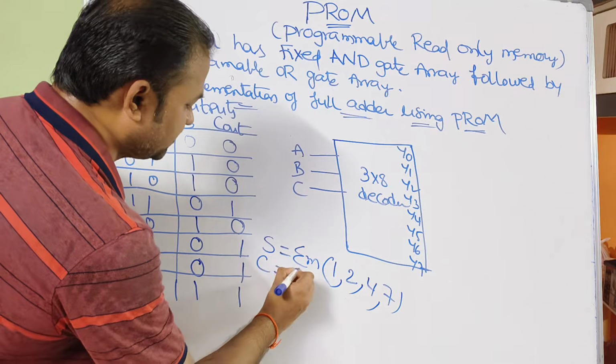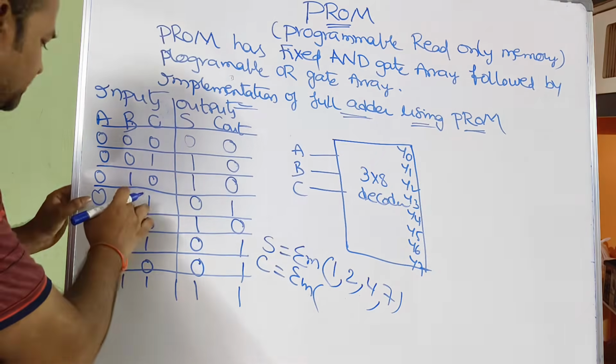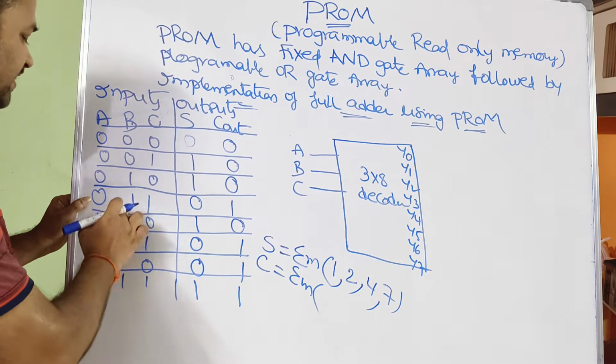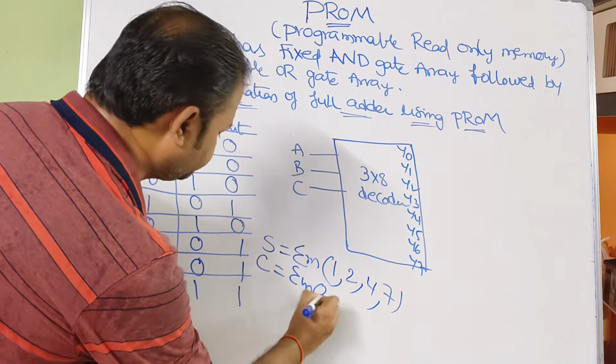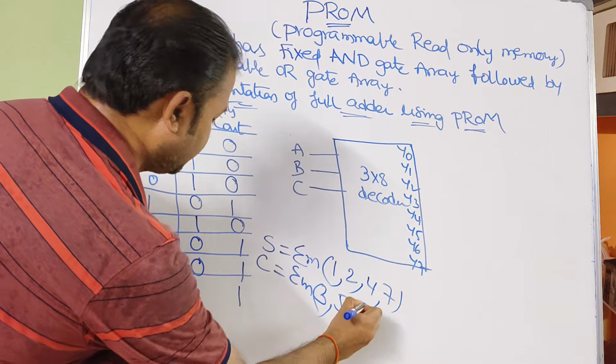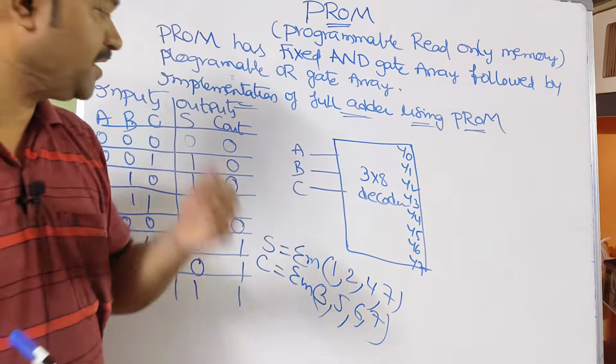Likewise, the carry function is also a sum of minterms. Here we have 1 for 011, which in decimal is 3. Next, 101 means 5, 110 means 6, and 111 means 7. Now let us construct the PROM.